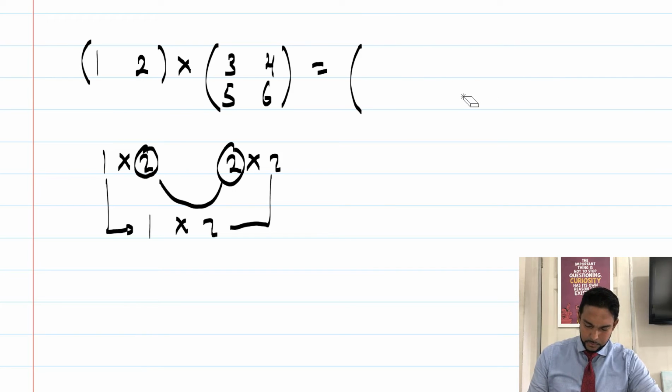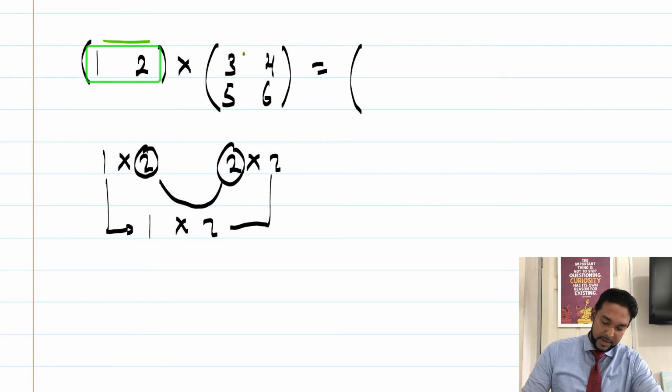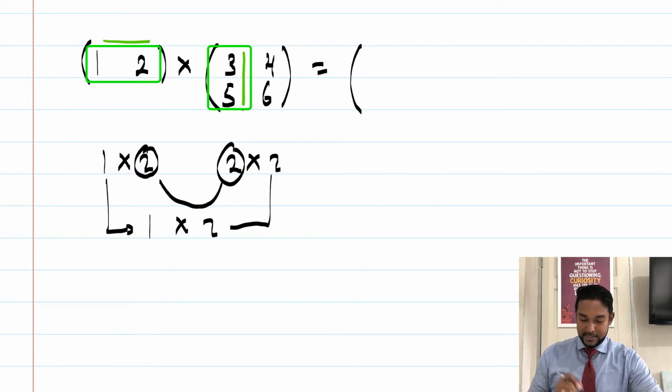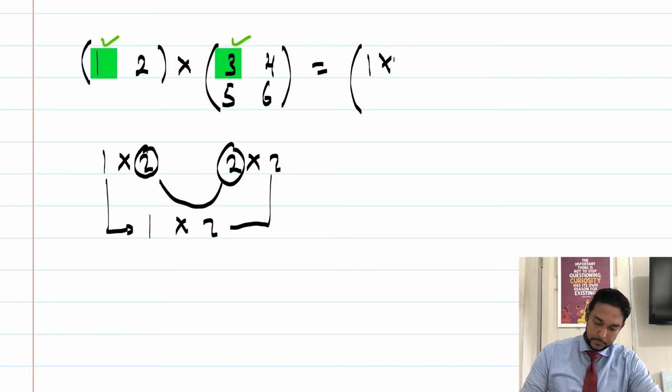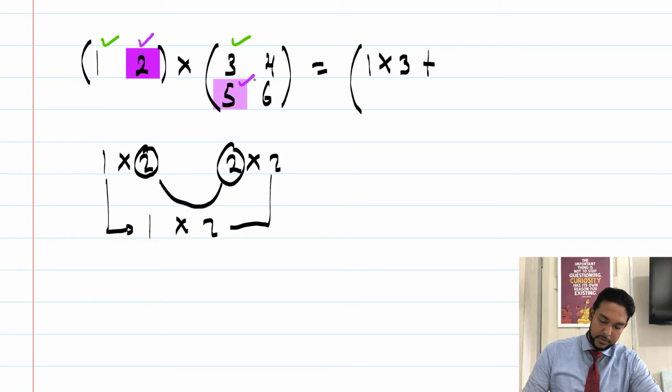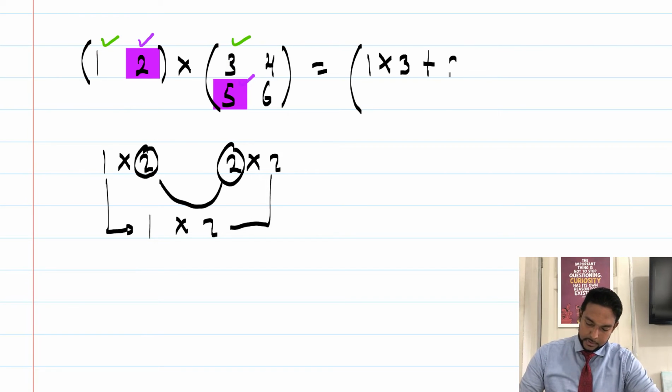Now, how does this work? Well, let's take a look. Let's just jump in, all right? So remember, we have to multiply the entire row by the entire column, and that's going to give us one element. And we have to multiply the corresponding elements in the row together. So that's 1 by 3, and we have to add the product of the other pair of corresponding elements between row and column there. So that's going to give us 2 by 5.